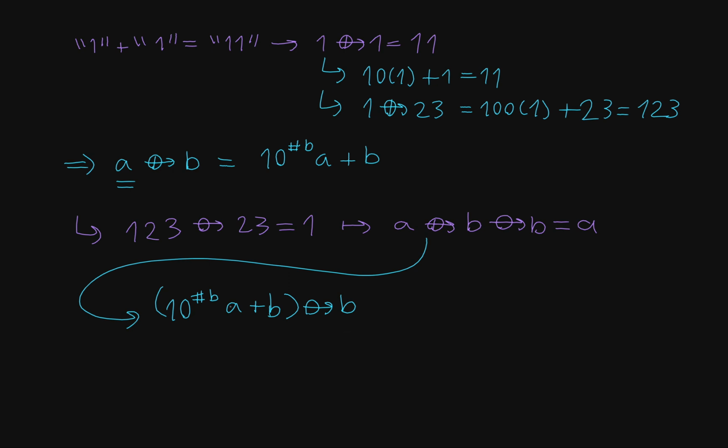And now if we just take this as our input, which I'm just going to denote as these two lines here, if you want to get A from here, what do you have to do? Well, you first need to subtract B. Then all we have is 10 to the number of digits of B times A. So then all you need to do is divide by 10 to the number of digits of B. So now with this, we have that A deconcat B is going to be A minus B over 10 to the digits of B.